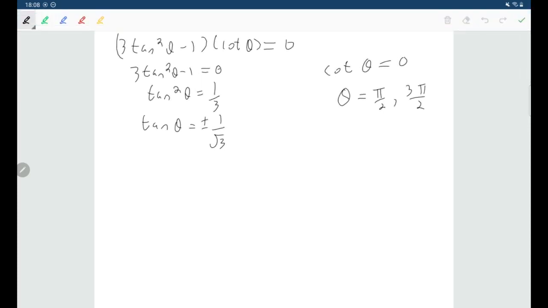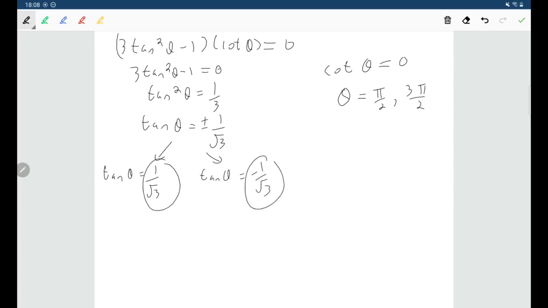Now for the other equation, we're looking for where tangent of theta equals plus or minus the root of a third. Or in other words, where is tangent of theta equal to positive root of a third, and where is it equal to negative root of a third? The one thing that we know, of course, is since these two numbers are opposites of each other, whatever the angle is that makes it positive root of a third and whatever the angle is that makes it negative root of a third, those would both have the same reference angle.